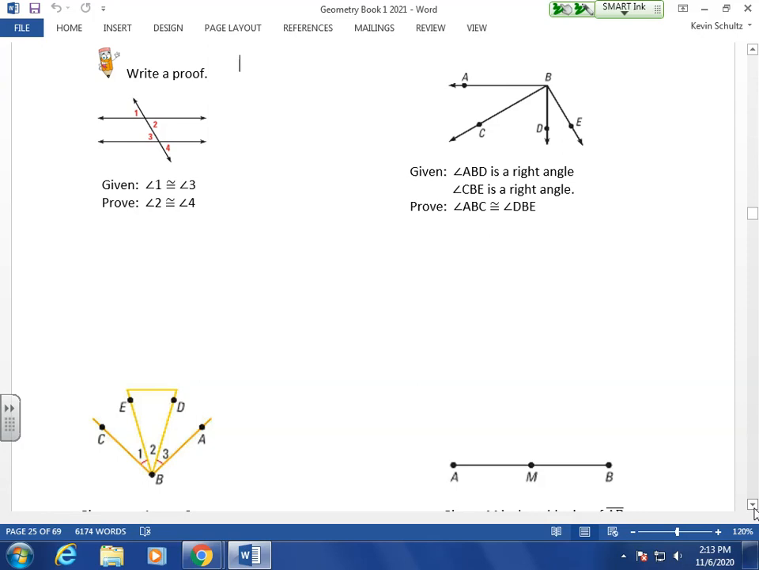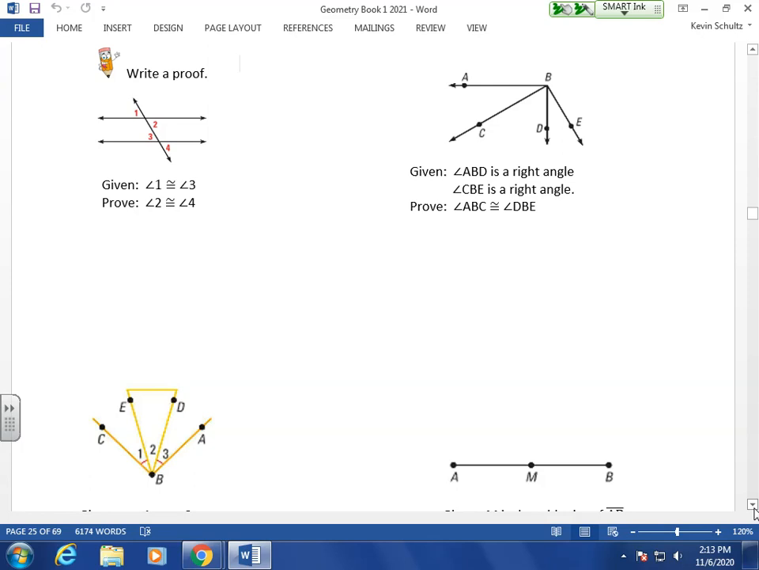So here we go. This first one. We're given this diagram of three lines. We've got angles 1, 2, 3, and 4 labeled. We're told, remember that first question, what do I know? We're told that angle 1 is congruent to angle 3. And from that, we have to walk through how we can conclude that angle 2 is congruent to angle 4.